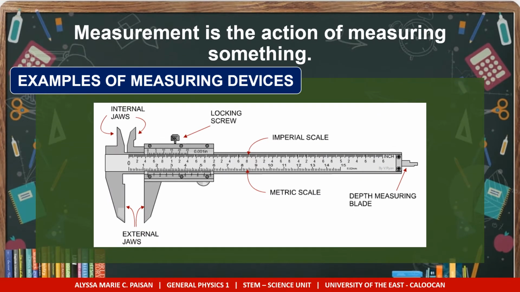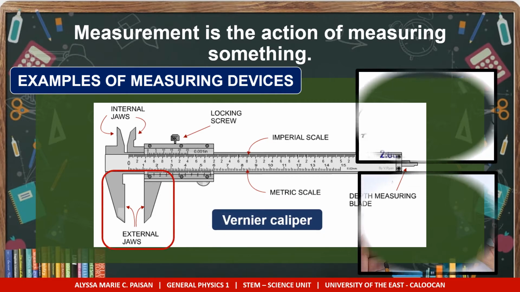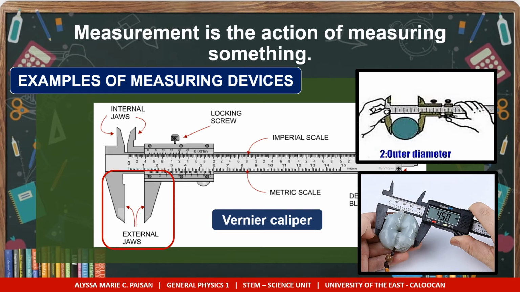Next important part of the vernier caliper is what we call the external jaws. If the internal jaws are used for measuring inner diameter, the external jaws are used for getting the outer diameter. So you can use it for this kind of things, circular things, spherical things, to get the outer diameter. And then we can also use it for simple things like this keychain here.